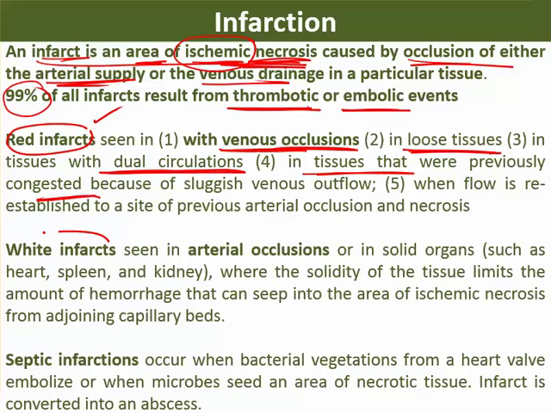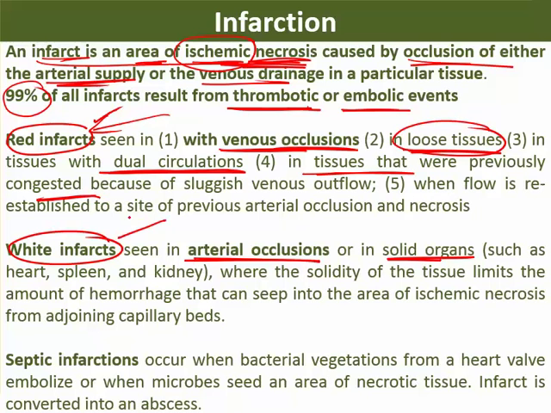Now coming to the white infarction, it happens in arterial occlusion. If the artery is occluded, there will be white infarction. And if it is a solid organ, it is exactly opposite. If it is a loose tissue, you see red infarction. If it is a solid organ, you see white infarction. Examples are heart, spleen, kidney. Heart, spleen, kidney are very solid organs. If you see the lung, it is spongy, a loose tissue.